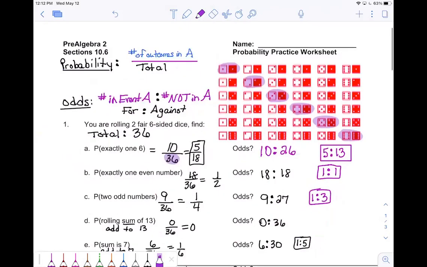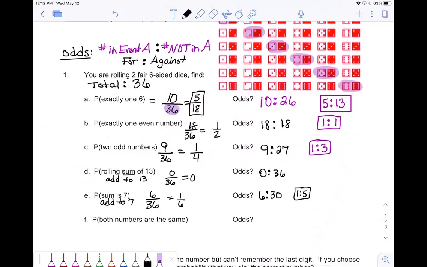How many of those options are there? 6. Yeah. Which we said was 1/6. And the odds would be 6 to 30, or that's 1 out of 5.